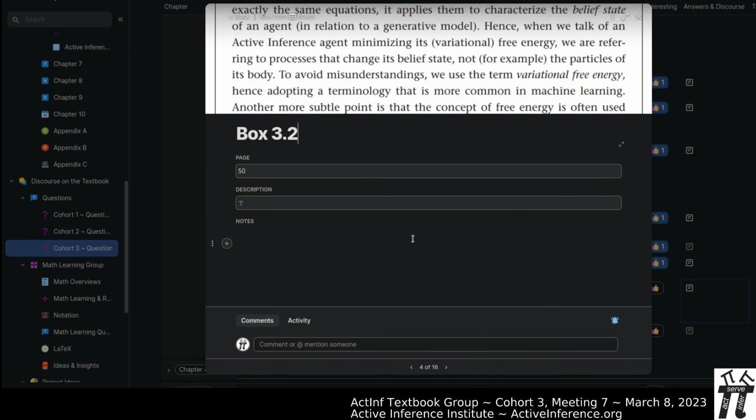Well, again, going back to what we talked about in the previous cohort, actually in the last couple of years, there's this push towards developing a new mathematical formulation of active inference, which doesn't require the NES assumption as its precondition.